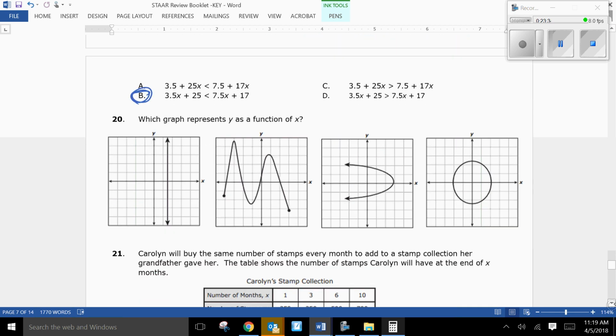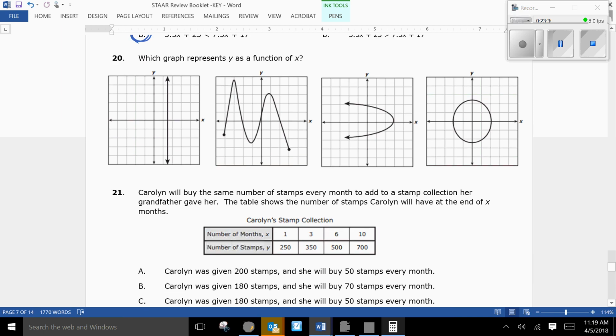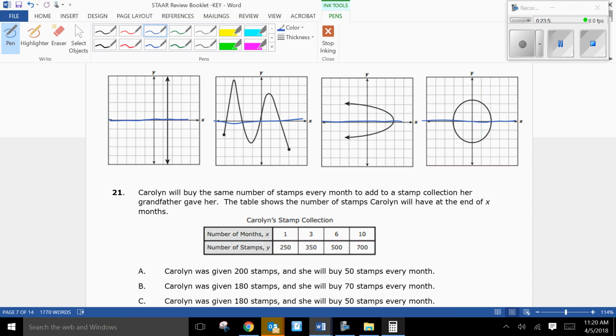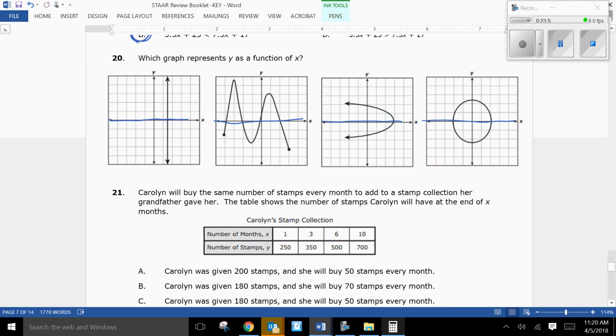Number 20, which graph represents y as a function of x? Okay, so for a graph, I'm going to use my vertical line test. I want to make sure that each input, my x values, each x value only has one y value. And my vertical line helps me see that. It helps me see what y values I have for an x value. So I want which one is a function. So each x value can only have one y value.